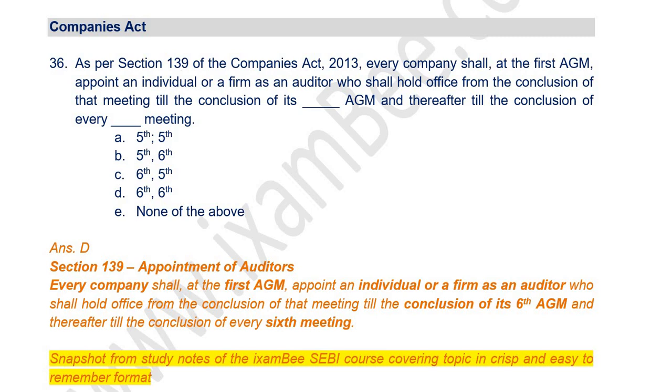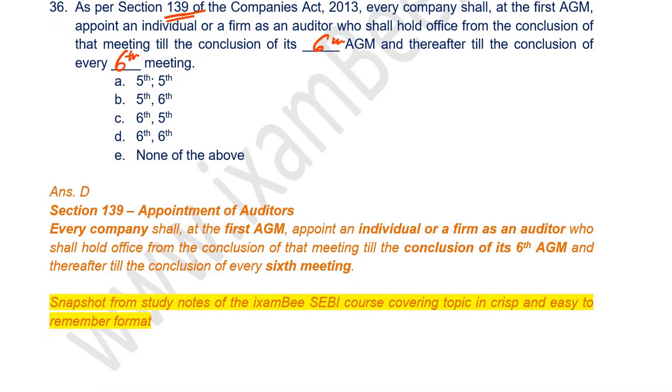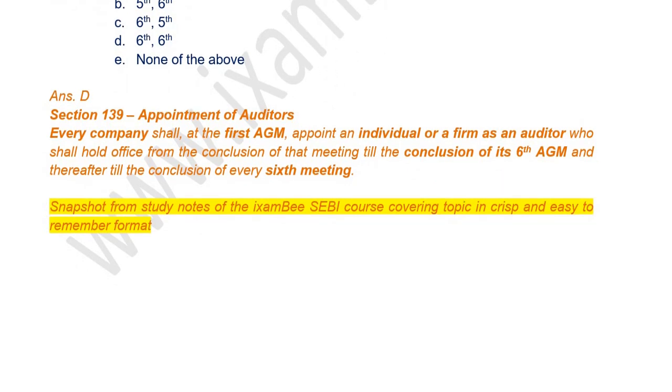Question on the auditors, as I was saying, audit and section 139 is an important act. A question has been asked, when is the next appointment of an auditor done? It is done at the conclusion of the 6th AGM, and after that at the end of every 6th AGM is basically when the auditor is appointed.